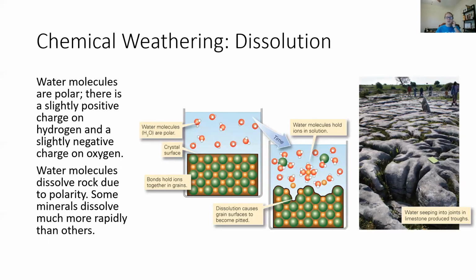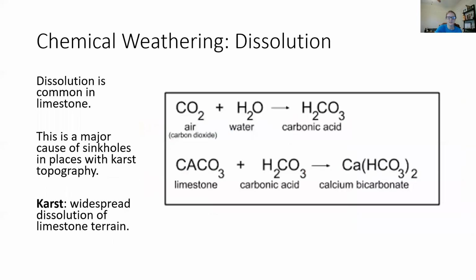All right, so dissolution, the first of the three chemical weathering processes we're going to talk about. Dissolution occurs when rocks are in the presence of water. Water molecules, H2O, are polar, and that just means that there is a slightly positive charge on the hydrogen and a slightly negative charge on the oxygen. This polarity is what causes rocks to dissolve. It causes the elements within those rocks to bond, to stick to the polar water molecules, and it slowly breaks down rocks over time. So this is dissolution, and this happens more rapidly when there's carbonic acid present.